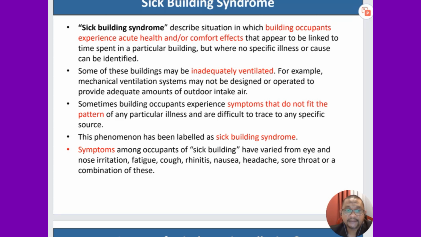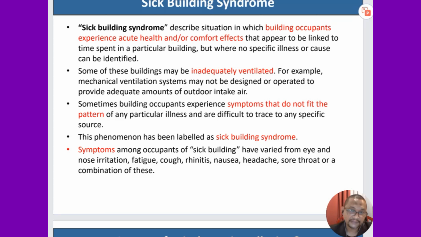Number four is electromagnetic radiation. In some cases, prolonged exposure to electromagnetic radiation from computer wiring and other electronic devices has been suggested as a contributing factor, although this is less well established. Occupant density also will cause SBS. Crowded space can increase carbon dioxide levels and make the environment feel stuffy, contributing to discomfort.